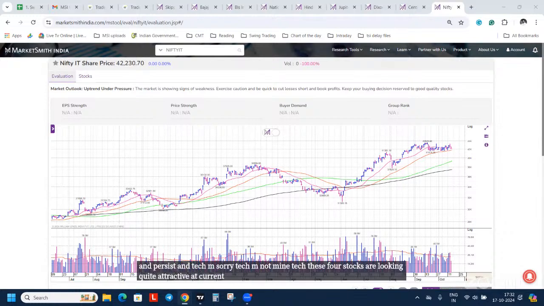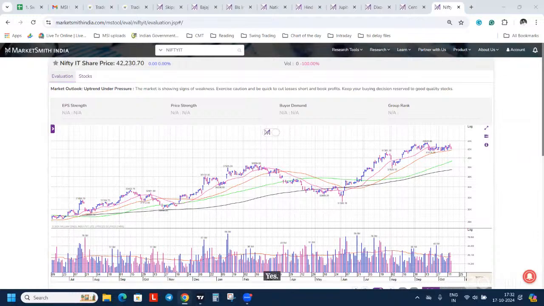Today's action was also positive. If the IT trend continues with the current ongoing trend, then these four stocks may do well in coming days. Just keep watching these four stocks.